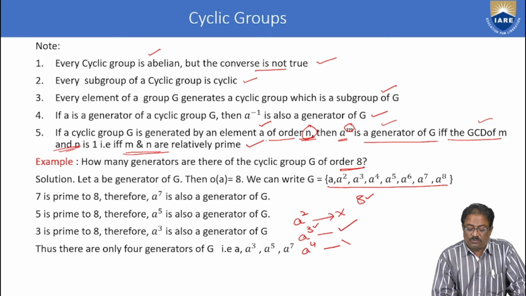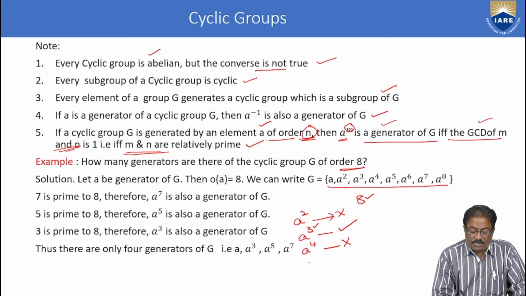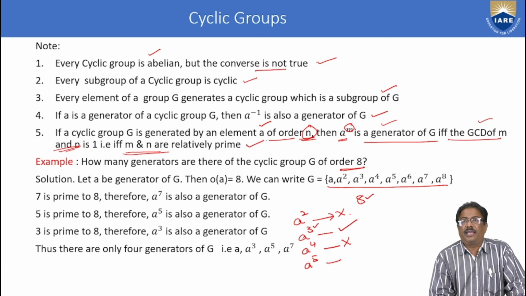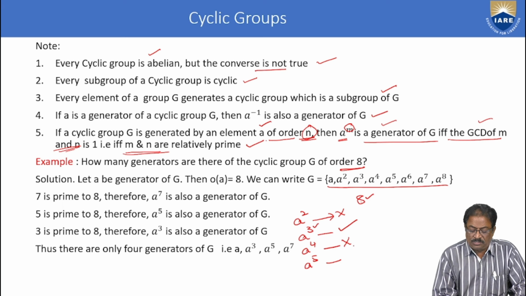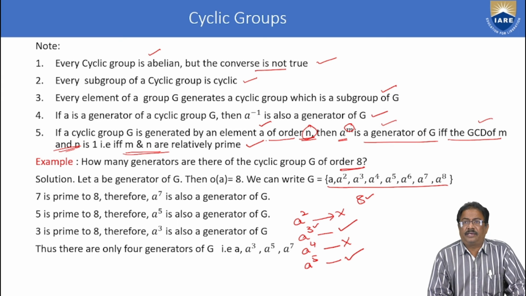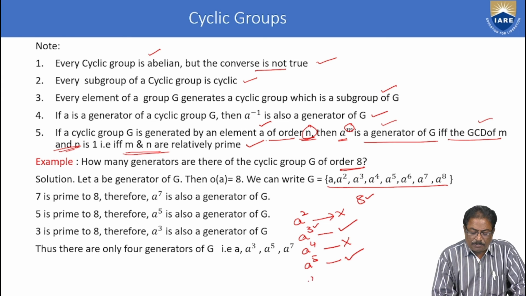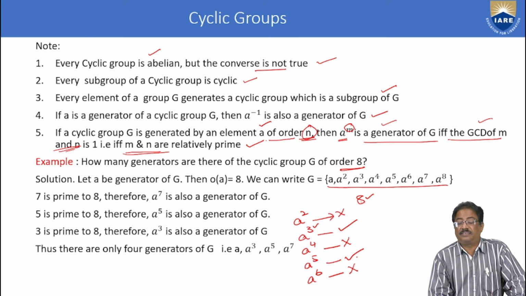So it is 4, which is not the generator. And the next, A power 5. Now 5 and 8 are relatively prime because the GCD is equal to 1. So this is also another generator. Then A power 6 is not relatively prime because for 6 and 8, the GCD is not equal to 1. So this is not the generator.